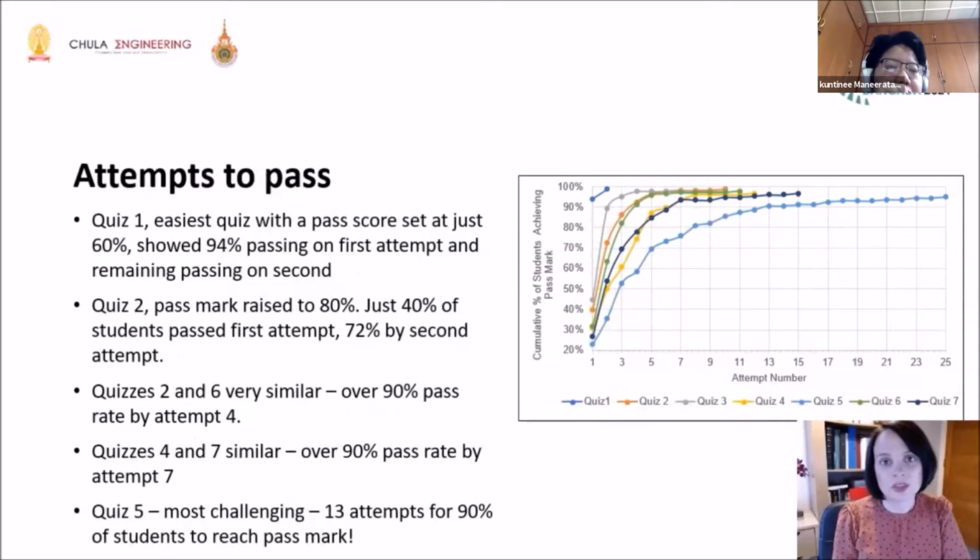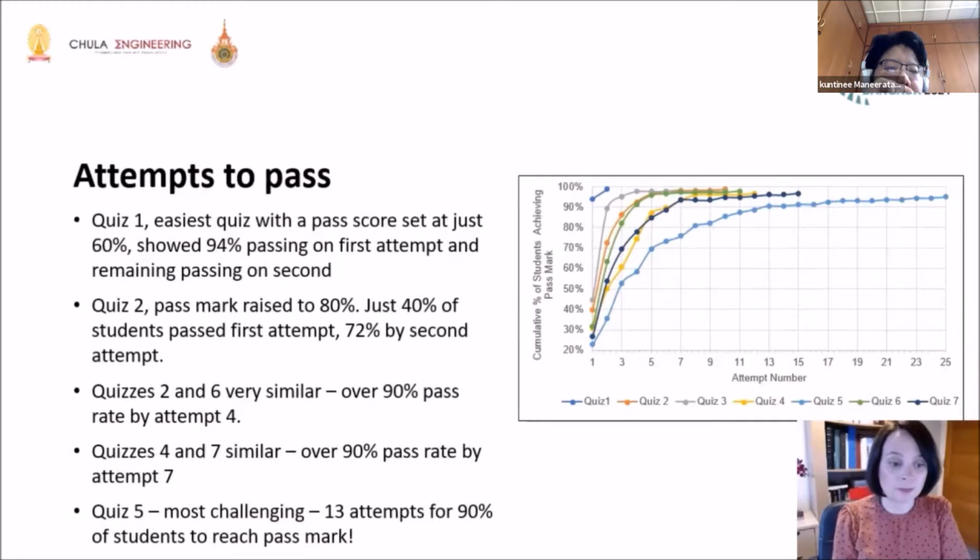We then looked at the number of attempts it took students to pass each quiz. Quiz 1 was set intentionally as the easiest quiz with a pass rate of just 60%. And we found that 94% of students passed this quiz first time, and by the second attempt, everyone had passed. On quiz 2, we moved the pass mark to 80%. This time, we found that only 40% of the class passed first time, but that by the second attempt, 72% had passed.